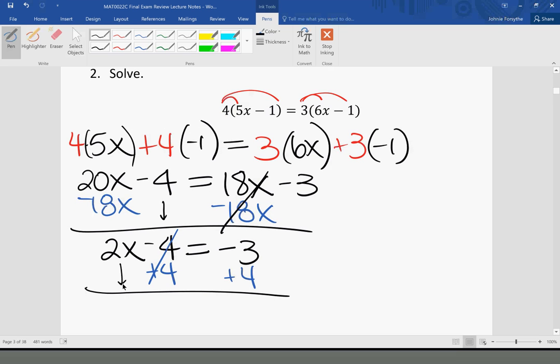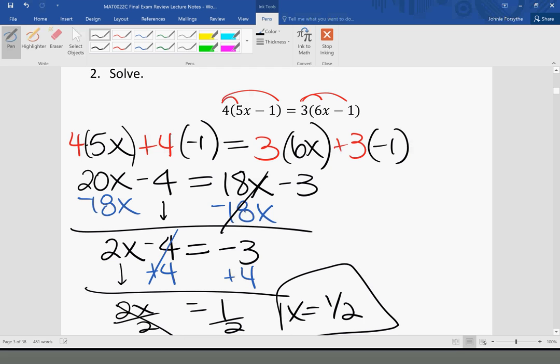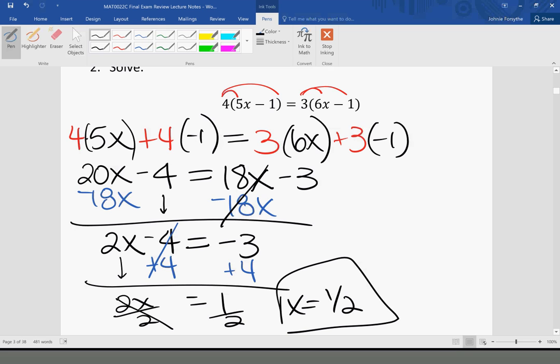So I'm going to bring down that 2x equals negative 3 plus 4. So different signs, subtract, take the sign of the larger number. So this is going to be a positive 1. And then finally, to solve for x, we're going to divide by 2. So x equals 1/2. That's going to be our solution. X equals 1/2.